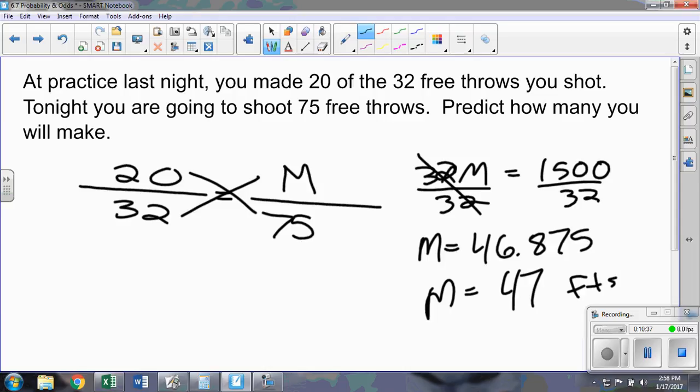Is that a guarantee? No, of course not. You could have a good night shooting, and maybe instead of making 47, you'll actually make 60. What if last night, the 20 out of 32, what if last night you were ice cold and you're normally a whole lot better than that? We would expect higher here. Depending on other factors, we don't know if you're going to make exactly 47. You probably wouldn't, but this is just based on the information that we have available. This is our best guess that we can make right now.